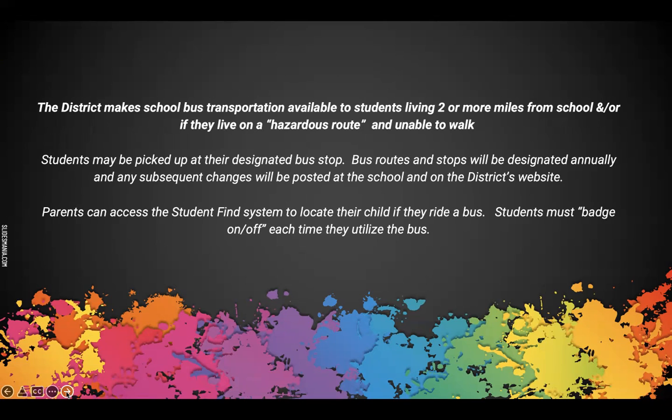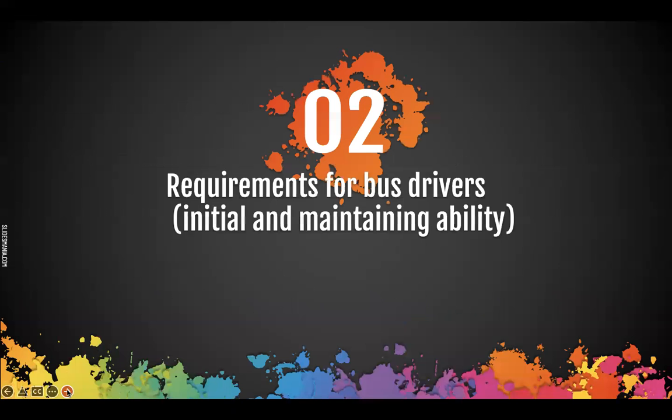The students may be picked up at their designated bus stop. Bus routes and stops will be designed annually, and any subsequent changes will be posted at the school and/or district website. Parents can access the student find system to locate their child if they ride a bus. This is why students must badge on and off each time they utilize the bus. This allows the district as well as parents to know exactly where their child is and if they did or didn't get on a bus.